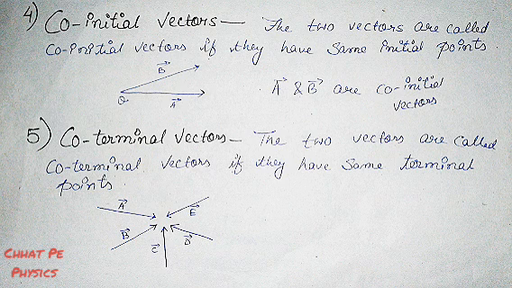These were the first 5 types of vectors: equal vectors, negative vectors, collinear vectors, coinitial vectors, and coterminal vectors. In the next video, we will discuss coplanar vectors, localized vectors, non-localized vectors, null vectors, position vectors, displacement vectors, and unit vectors.